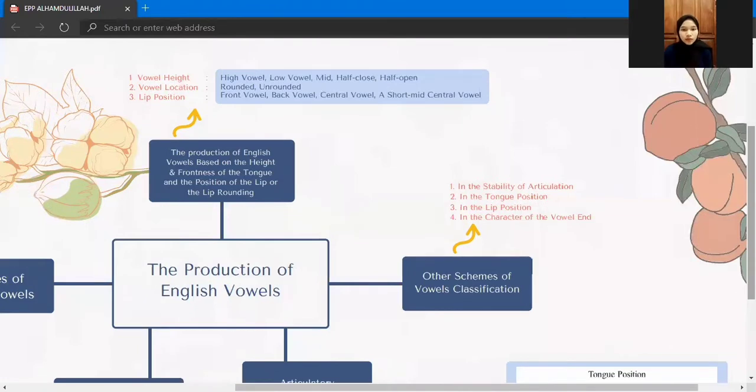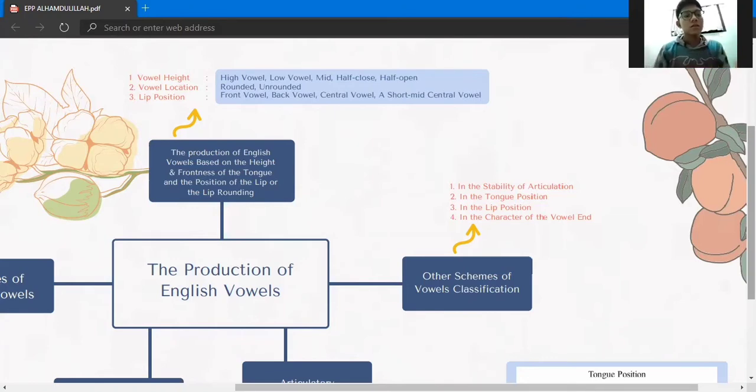Okay, the second topic is other ways of vowel classification. There are four classifications. Number one is the stability of articulation. Number two is the tongue position. Number three is the lip position. And then the last is the character of the vowel end.